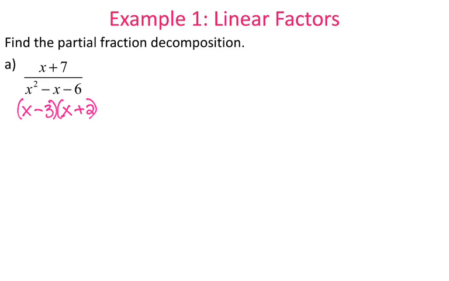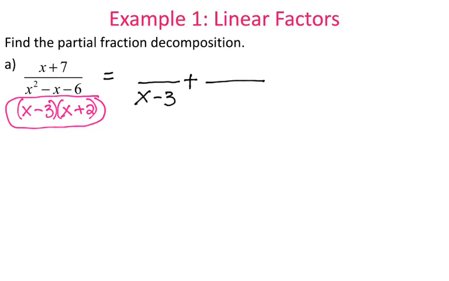Now again, our goal is to separate our original problem into fractions. Each one of these factors, the x minus 3 and x plus 2, is going to get its own fraction. My first factor of x minus 3 is going to be the denominator of my first fraction, and my second factor of x plus 2 is going to be the denominator of my second fraction. Our goal is to figure out what these numerators are going to be, so these are a giant mystery right now, so I'm going to call them capital A and capital B.